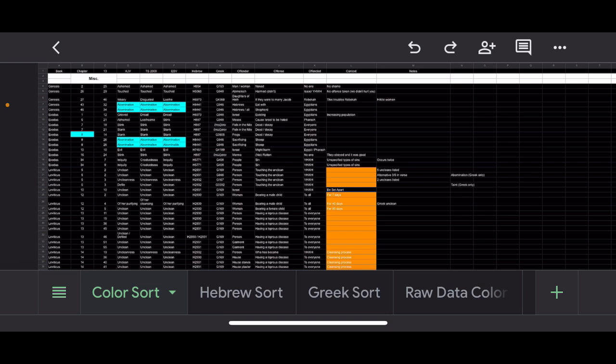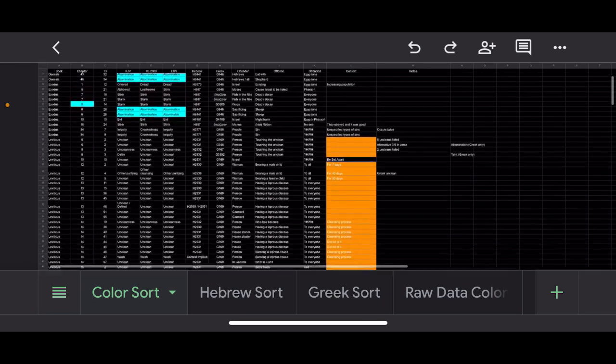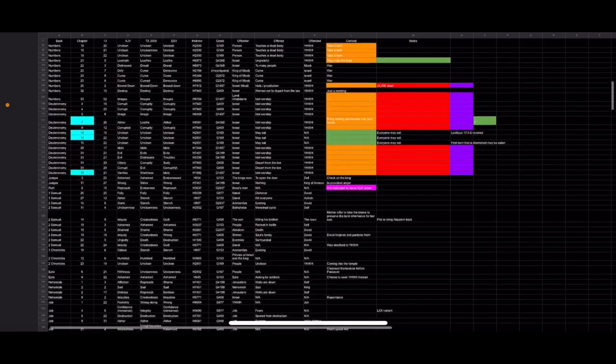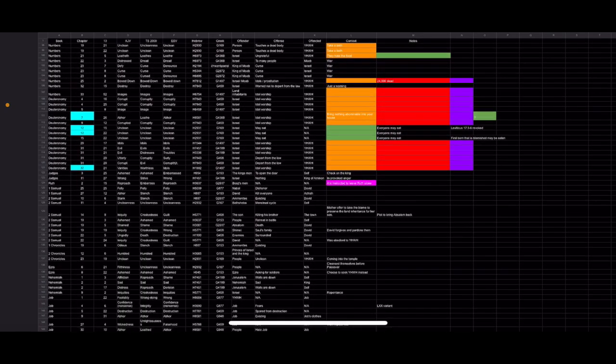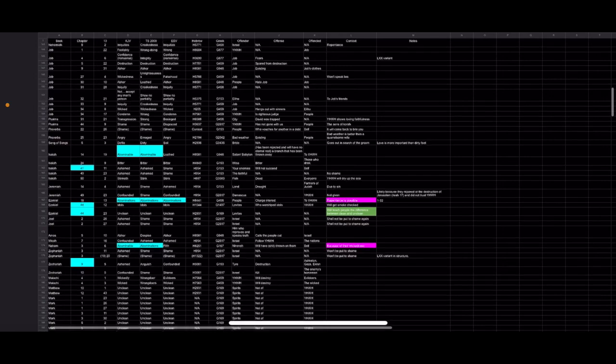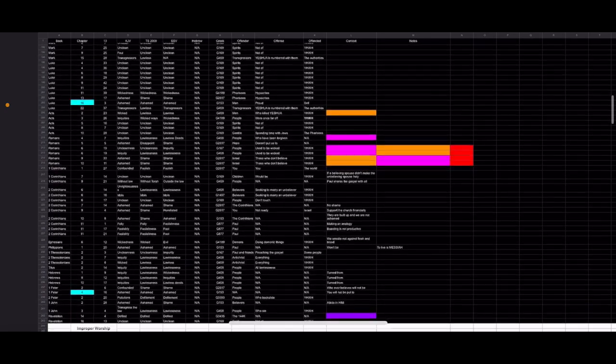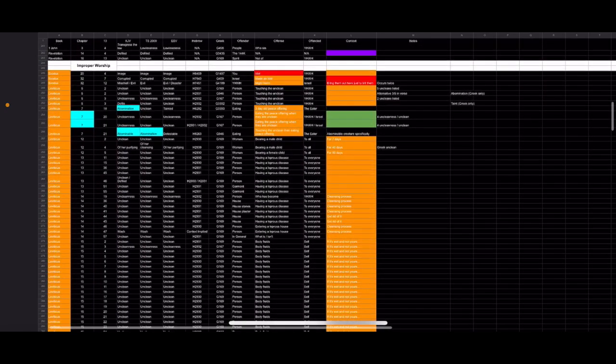Starting with the color sort, this has broken up all of my references into several different color-coded categories. You have the miscellaneous category, and this one basically is just stuff that didn't really fit anywhere else. Now, there are references that do have multiple categories that they fit into, but there's just something about them in the passage that you can read where it's just like, this is just a little bit different. It doesn't necessarily fit into the rest of these categories.